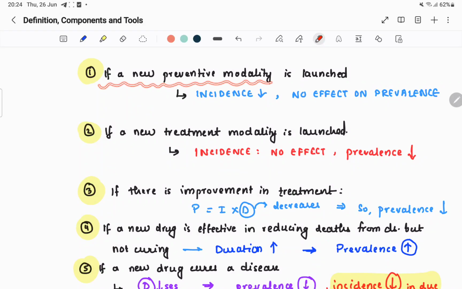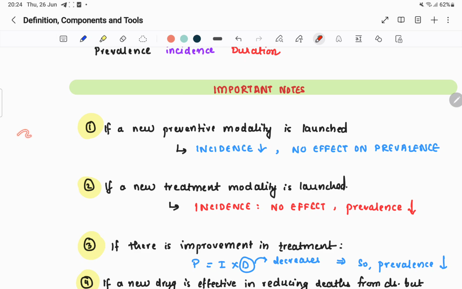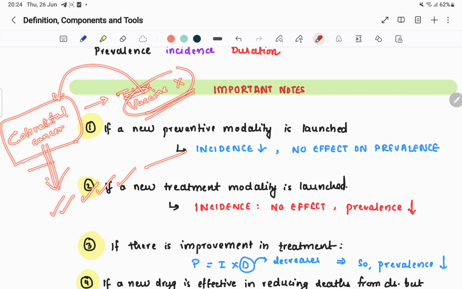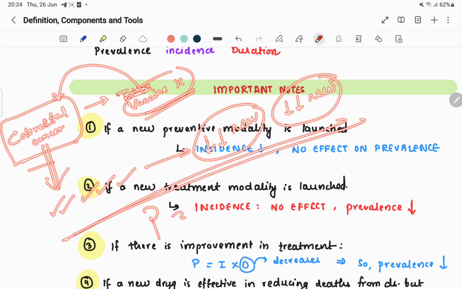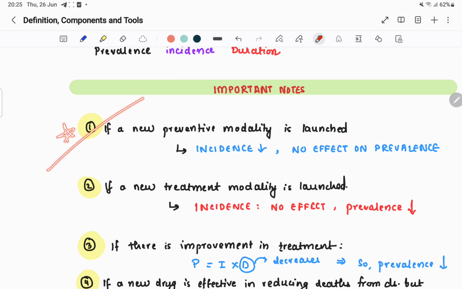If a new preventive modality is launched, let's say we have colorectal cancer, and I'm launching some tablet, or let's say a vaccine, vaccine X, which can prevent colorectal cancer. After giving this vaccine X, some people are prevented, so it is decreasing the new cases, right? But is it affecting the existing cases in the community? No, it is not affecting the existing cases. That is, there is no effect on the prevalence, only incidence is decreased. Understood first point? Yes. Okay.